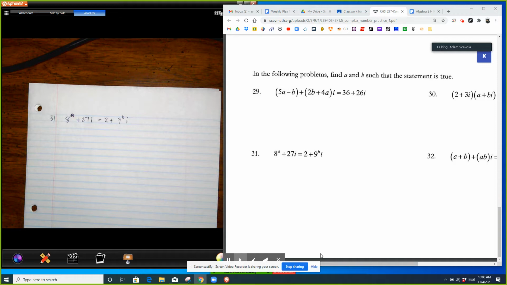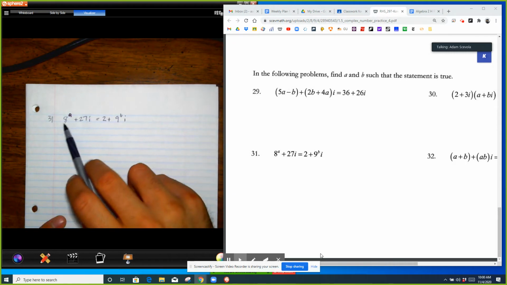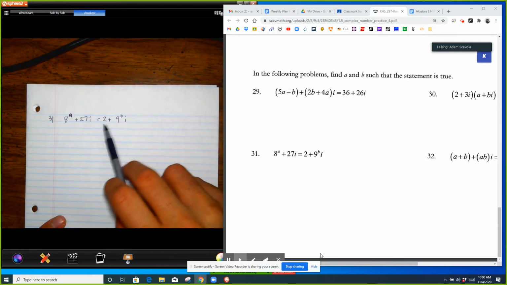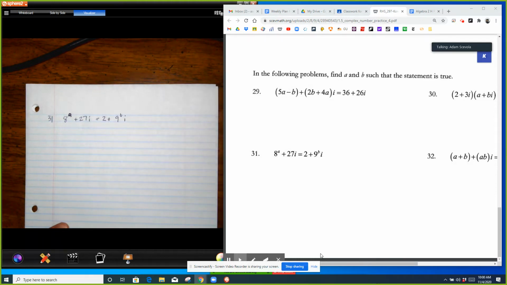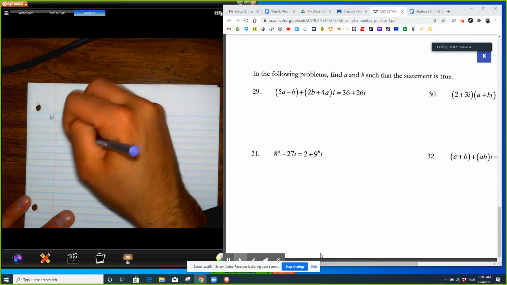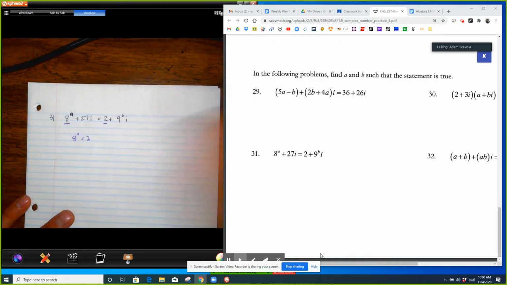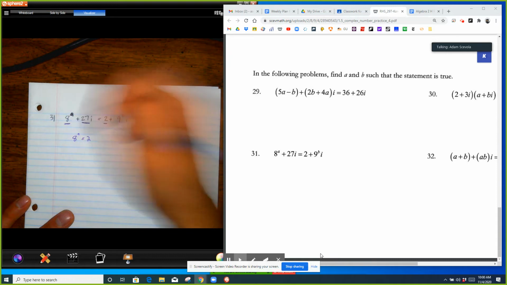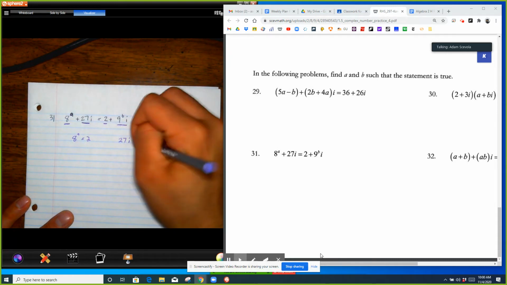Both of these numbers are complex numbers in standard form. 8 to the A and 2 are the real parts. 27i and 9 to the B times i are the imaginary parts. So what we're going to do is set them equal. I'm going to set 8 to the A power equal to 2, so I figure out what value of A would make that 2. Then if I figure out what value of B would make 27i equal to 9 to the B power times i, then I have my solution. So we have to solve these two equations.